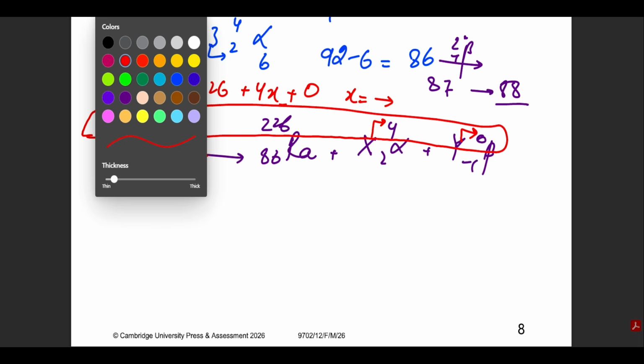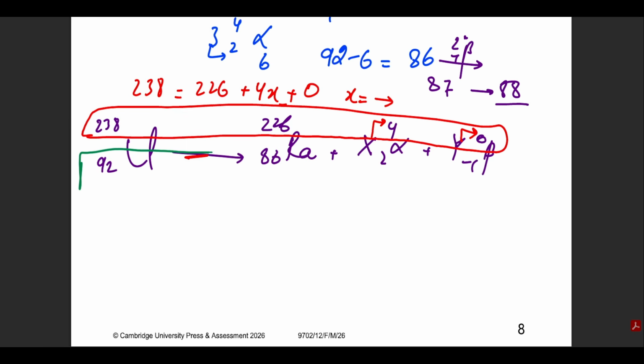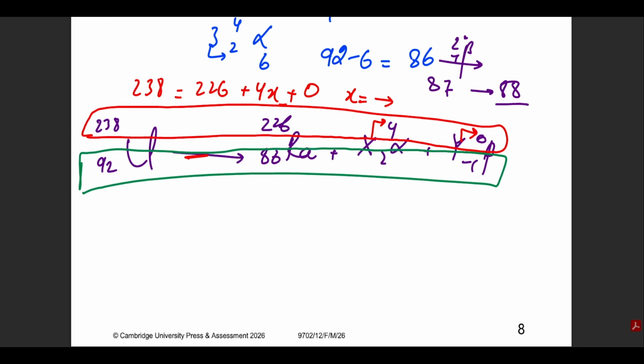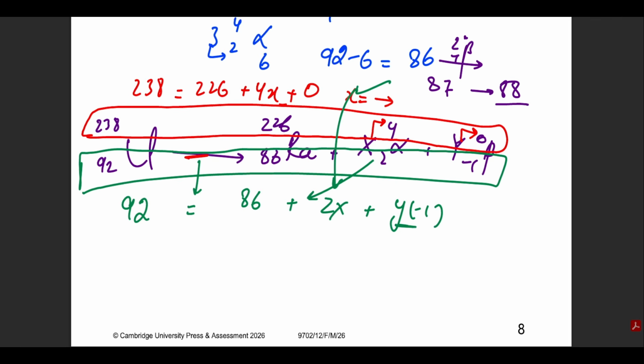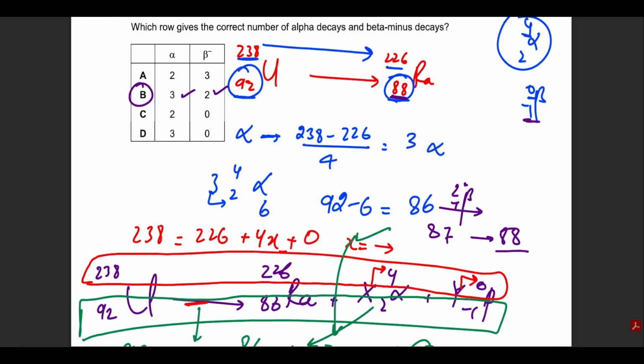And then we can use the lower side of the equation, it's a mathematical equation, to get the value of Y, because previously we found X. We're going to do 92, arrow treated as equal, then this is 86, then this is going to be plus 2X, and then it's going to be plus Y into minus 1. You have X from the previous part, you place it here, and then you find Y. Be careful about the negative. So again, you'll find 3 and 2.